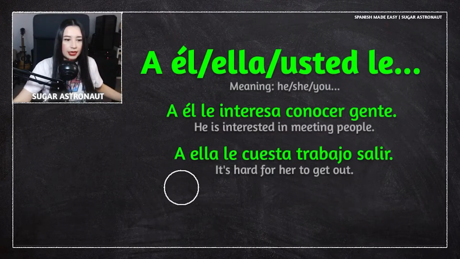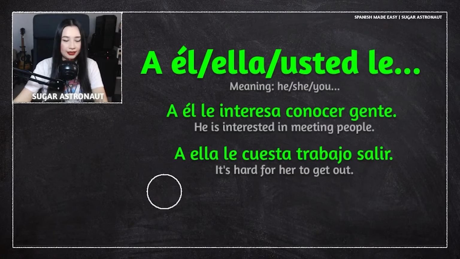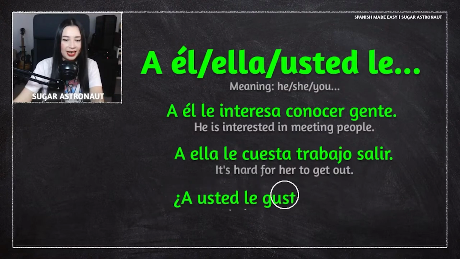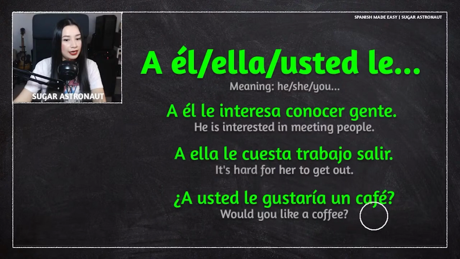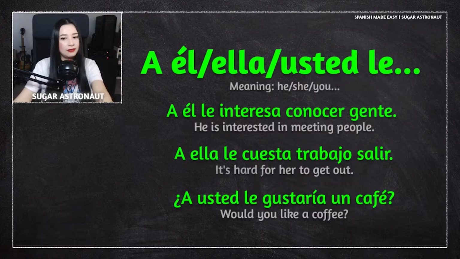Okay. The next example is a question. ¿A usted le gustaría un café? ¿A usted le gustaría un café? Okay. This means, would you like a coffee? We have something different here besides a question. The verb that we're using, gustar, is in a different tense.